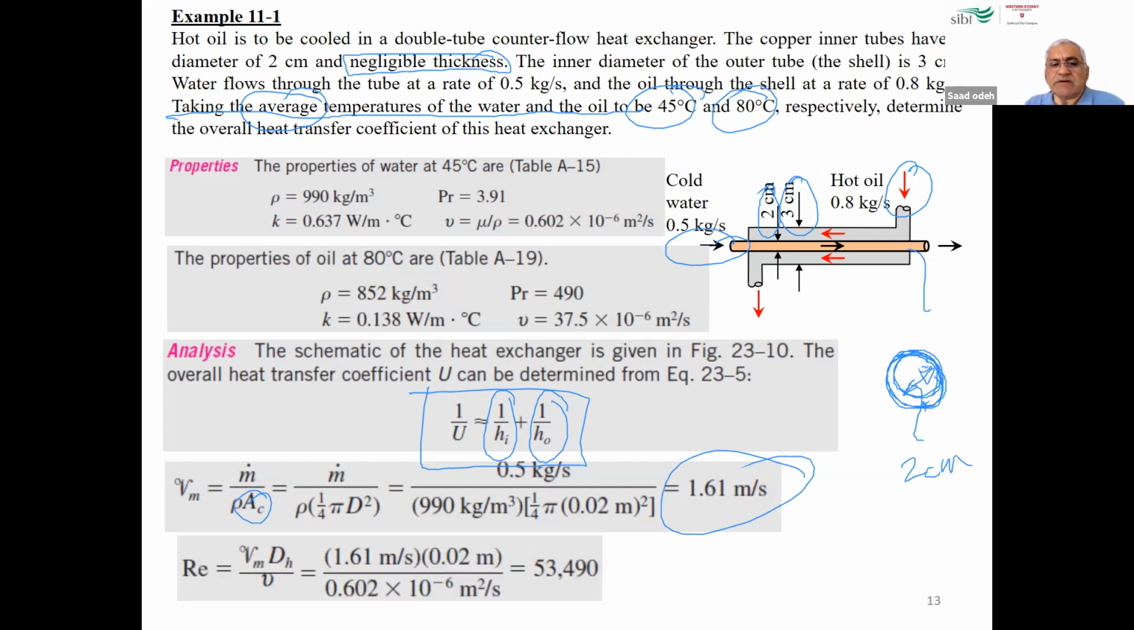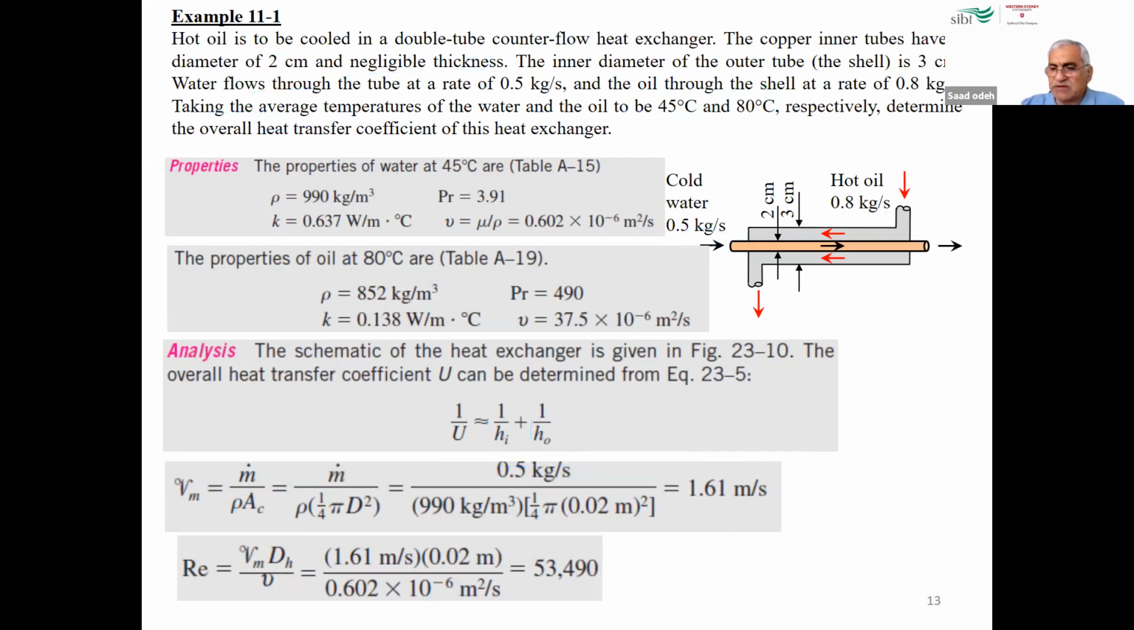Reynolds numbers of the water passing through the inner tube. We apply the equation of Reynolds number here, and then we find Reynolds number is 53,490. Again, it's much bigger than the 4,000 limit. Therefore, we have turbulent flow.